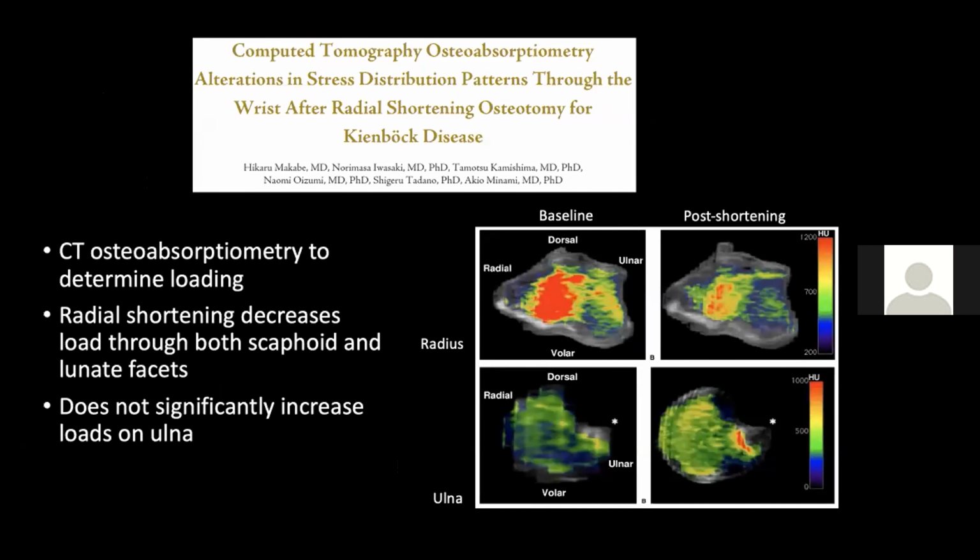Makabe et al. also evaluated the load across the lunate after radial shortening osteotomy. In their paper, the authors used CT osteoabsorptiometry at a year after shortening to measure the density of subchondral bone as a surrogate for force transmission. The authors noted decreased density of subchondral bone across the lunate facet without an attendant increase in the density of subchondral bone of the distal ulna, and suggested that radial shortening may help decrease the overall load across the lunate.